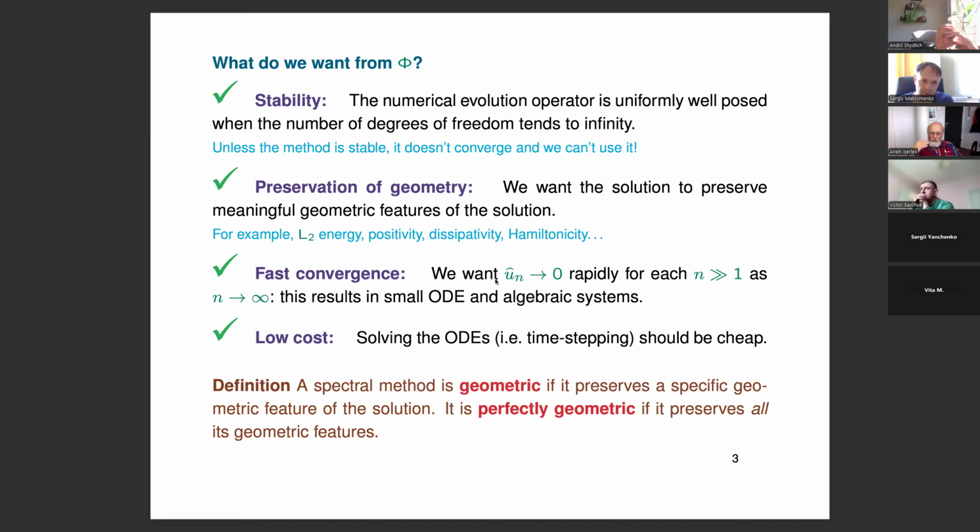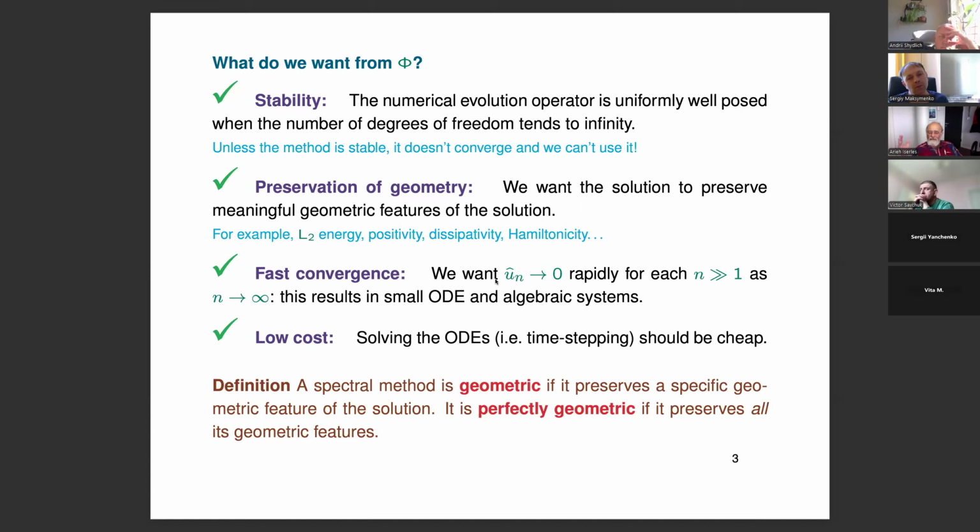And we want whatever the computer is doing to cost as little as possible, because this allows us not only to save computer time, but also to solve larger problems. And finally, I want one definition going back to preservation of geometry. We say that the spectral method is geometric if it preserves a specific geometric feature of the solution.